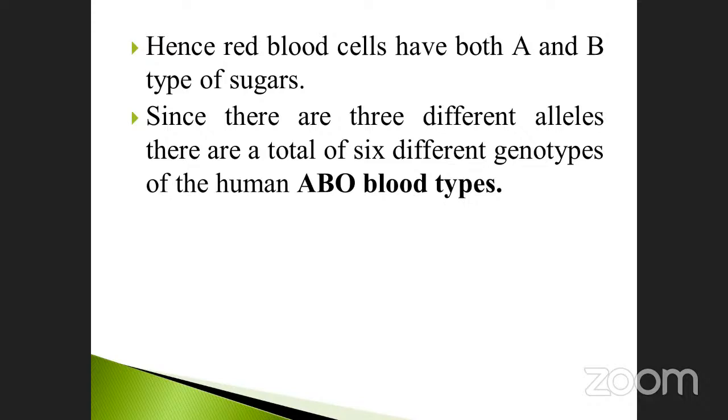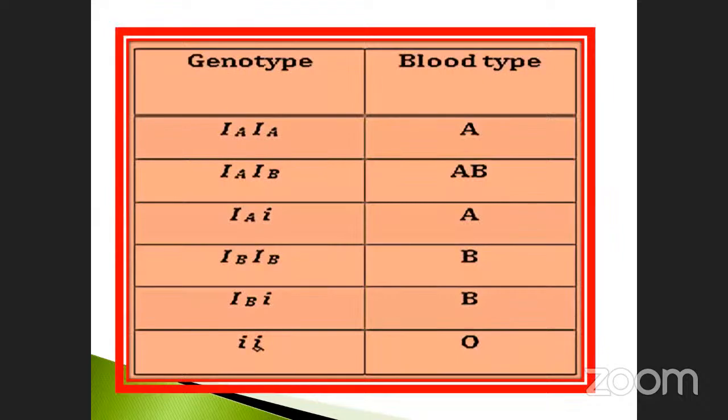Since there are three different alleles, there are a total of six different genotypes in humans for the A, B, O blood types. See, this is the genotype and this is the blood group. Once again, I is the gene and these are called alleles. When both alleles are IA, the blood group must be A, because both alleles are the same, so the blood group is also the same.